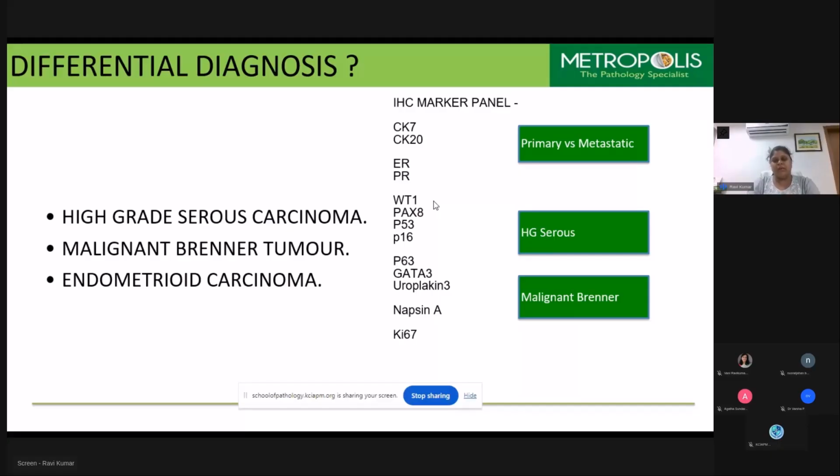So we put an IHC panel, which consisted of CK7 and CK20 to distinguish between primary and metastatic colorectal. CK20 will be positive in colorectal. ER and PR will be variably positive in the ovarian surface epithelial tumors. WT1, PAX8, P53, and P16 can help to detect high-grade serous carcinoma. P63, GATA3, and uroplakin are usually positive in malignant Brenner. NAPSIN-A will be positive in clear cell carcinoma.